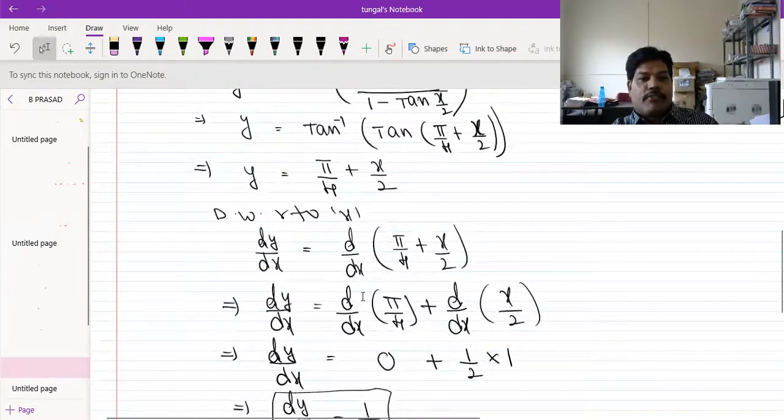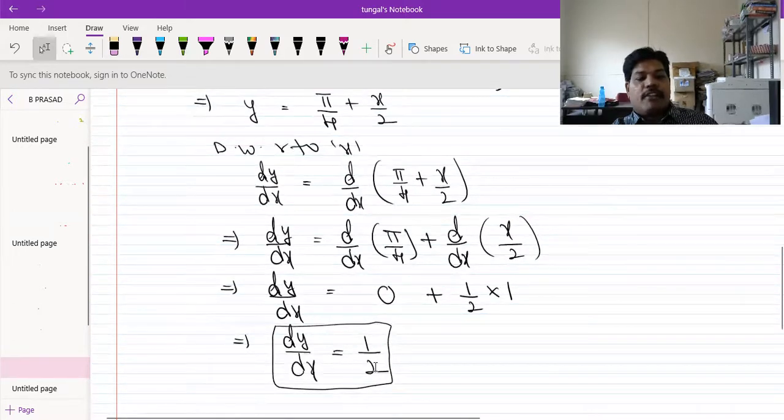So just to differentiate the function, the derivative of pi by 4 is 0 and the derivative of x/2 is 1 by 2. So dy by dx value will become 1 by 2. All are understood, students? So see that question and practice that.